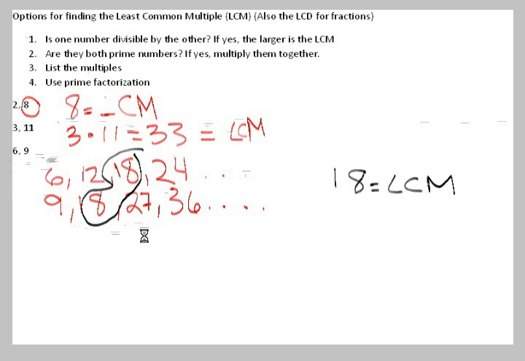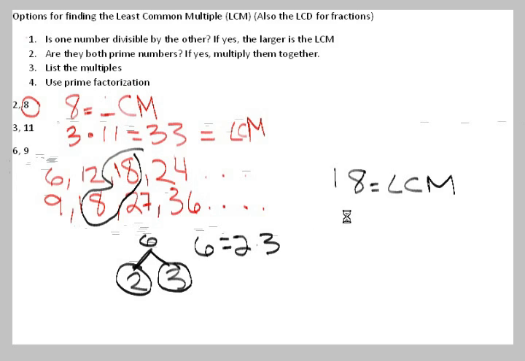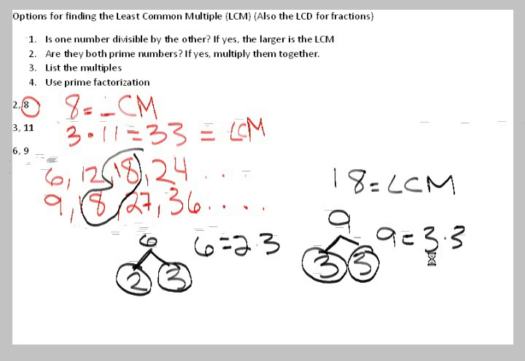First we're going to find the prime factorization of 6, and 6 breaks down to 2 times 3, and both 2 and 3 are prime. So 6 equals 2 times 3. And the prime factorization of 9, 9 breaks down to 3 times 3. Those are both prime. So 9 equals 3 times 3, or 3 squared.